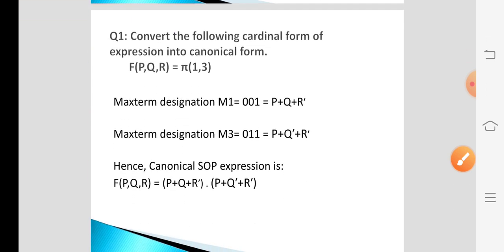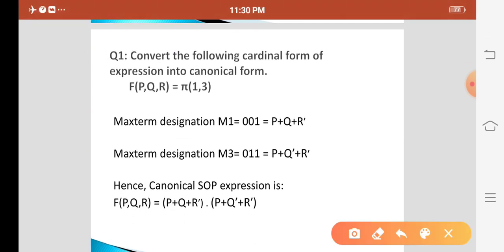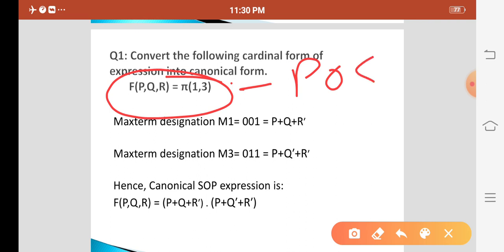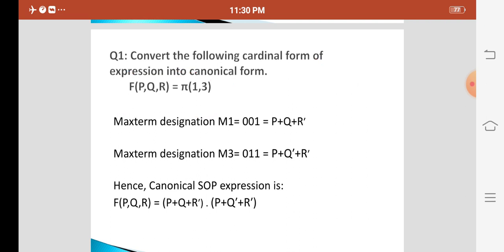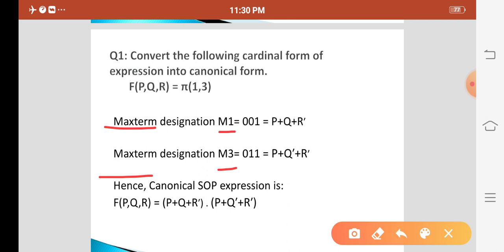Now a question that can come: convert the following canonical form of expression. A canonical POS expression is given, pi 1,3. If pi is given, then you will find out that it is a POS expression; if sigma was given here then it would be a SOP expression. So it is a canonical POS expression, so you have to find the maxterms. In this case you will find maxterms, not minterms. So the maxterm designation, here you will write capital M, the reason being maxterm. For minterm small m, for maxterm capital M.